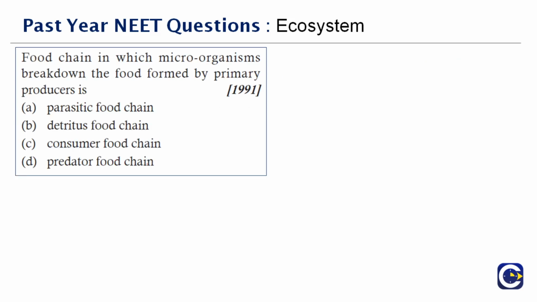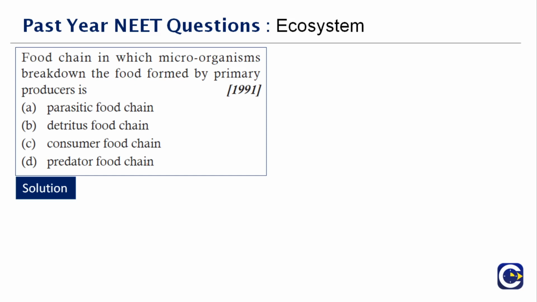Next question here. Food chain. Okay, we are moving to the 11th question here. Food chain in which microorganisms break down the food formed by the primary producers is dash. Okay, food chain in which microorganisms break down the food. When the food gets digested, it's breaking down into simpler compounds. Very easy question. We all know the dead organic matter which is left out as remains will be digested or taken in by the microorganisms like fungi, bacteria, and worms.